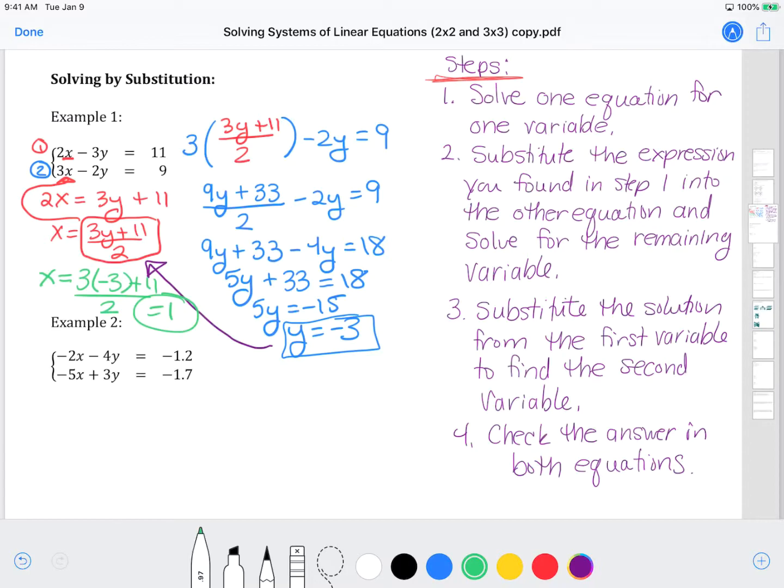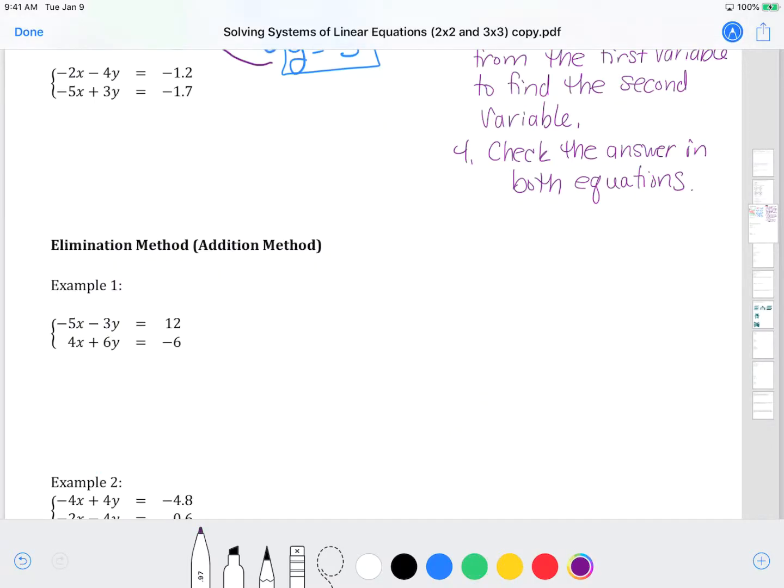The only downfall with that is when you check it on your calculator using the graphing method, you have to make sure when you plug it into your calculator, it's in y equals mx plus b form. So since these are not in y equals mx plus b form, you have to do a little bit of work first. For example 2, I'm going to do the same steps.